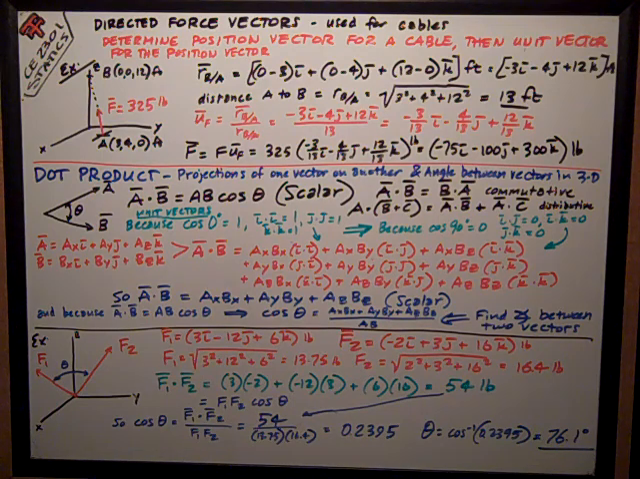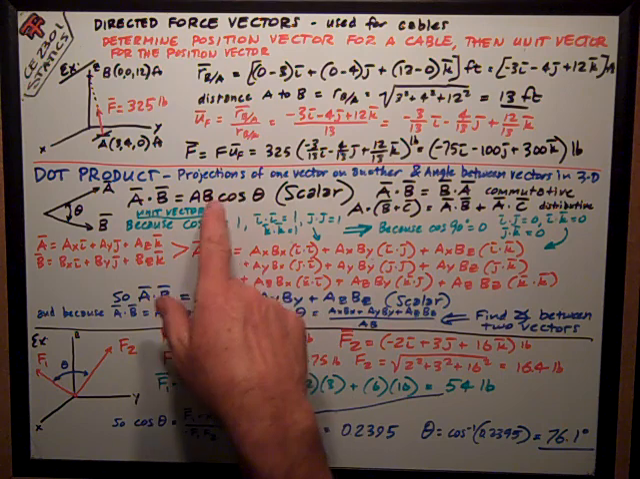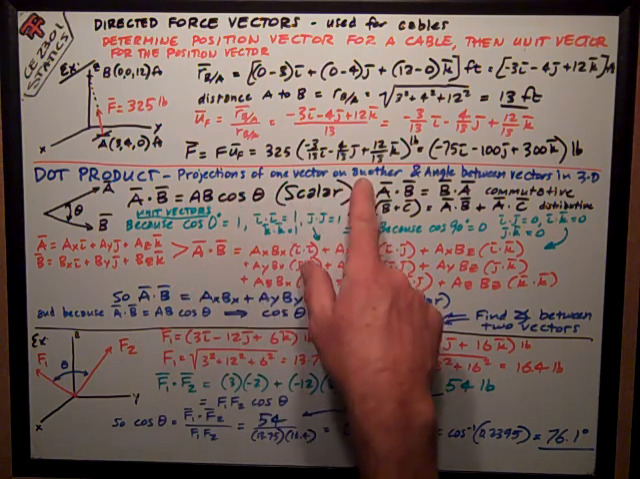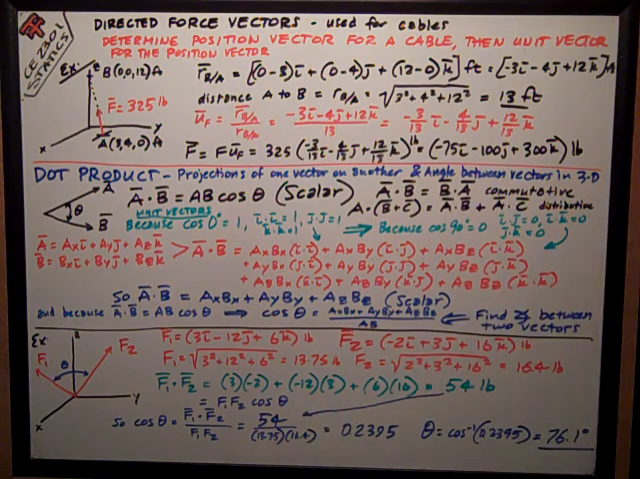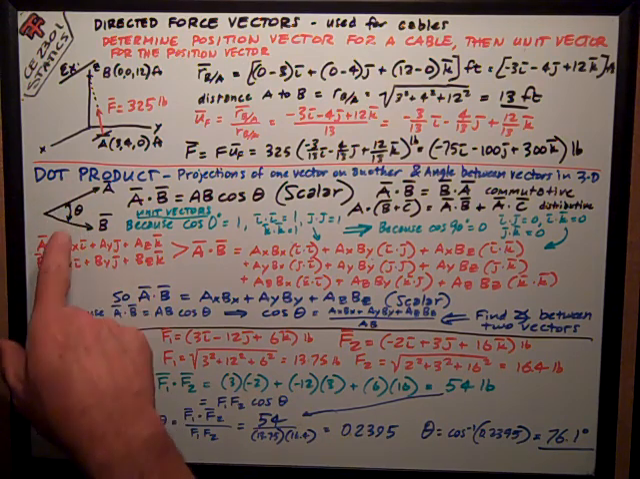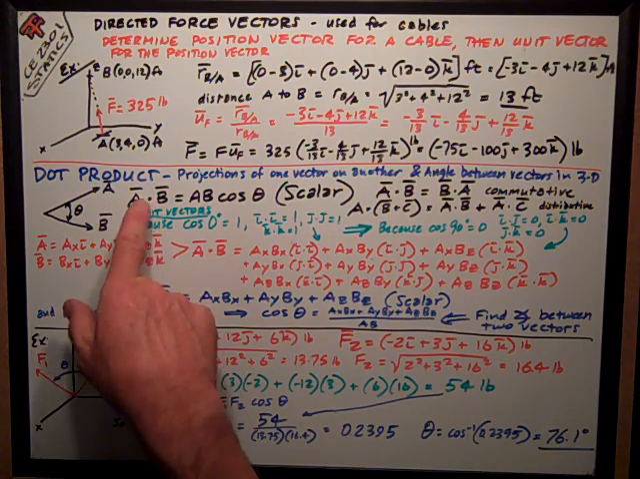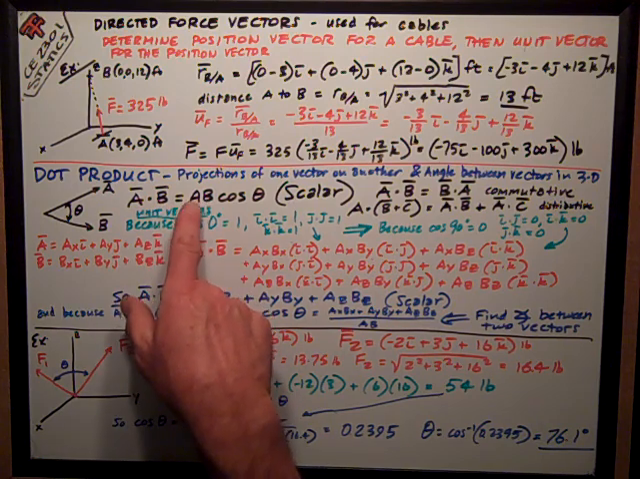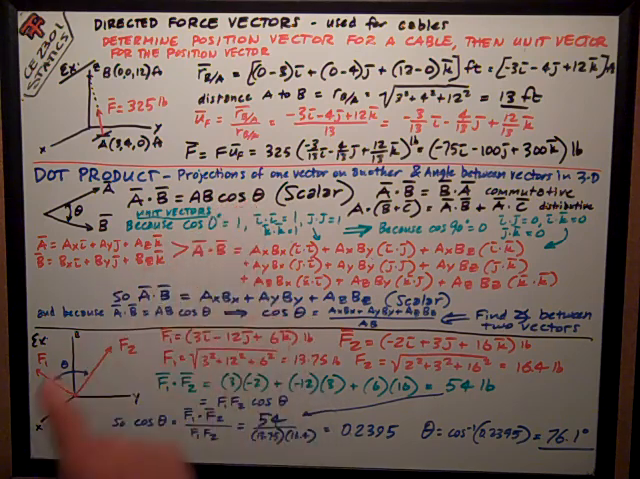The second concept, a really important concept, is called the dot product. We show it by a dot between these two vectors. The dot product is used for projections of one vector on another and to determine the angle between vectors in 3 dimensions. Very important. So I show these two vectors A and B with an angle theta between them. The dot product is defined as vector A dot vector B is equal to the scalar magnitudes of those two vectors times the cosine of the angle between them. That is a scalar, just a number.